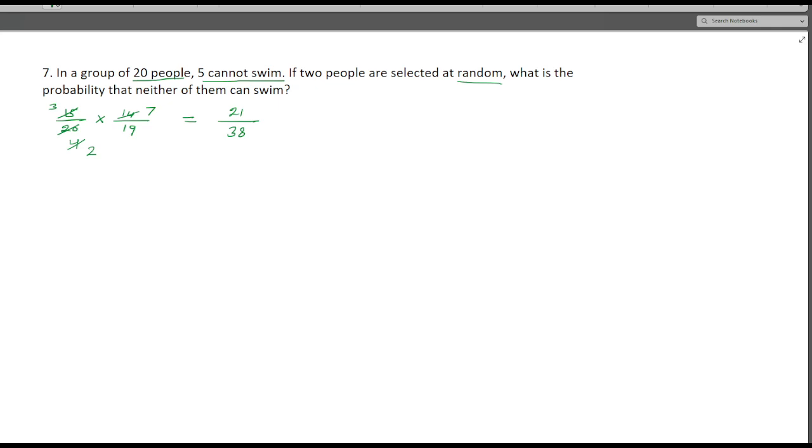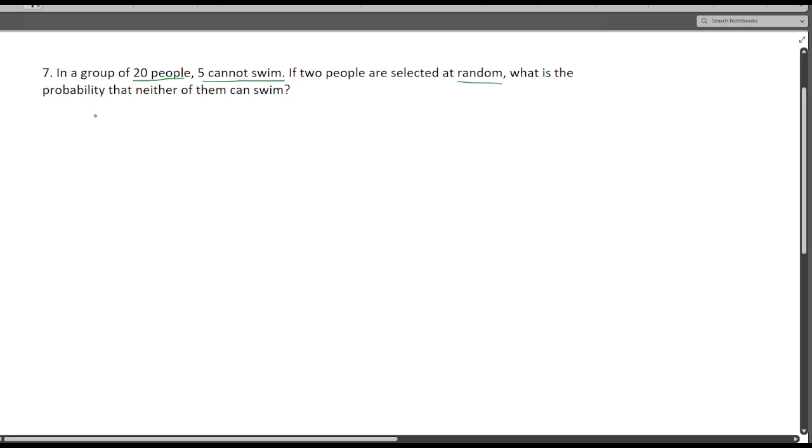Now question number 8. Question number 7. Let me rethink what we are doing. In a group of 20 people, 5 cannot swim. If 2 people are selected at random, what is the probability that neither of them can swim? Okay, so I find out the possibility that they can swim. Okay, there are 5 such people who cannot swim. So here it is 5 divided by 20 times 4 divided by 19. So 5 times 4 is 20. So 20 will cancel and result will be 1 divided by 19.